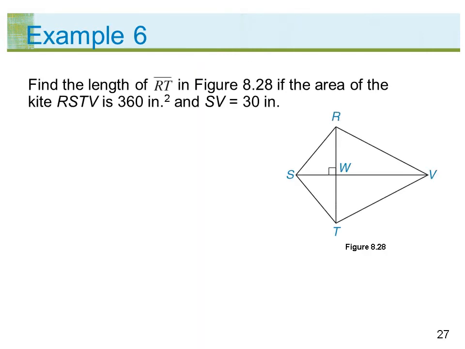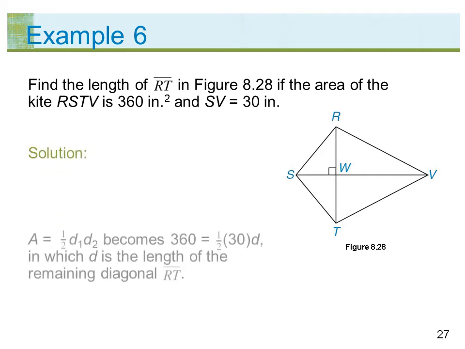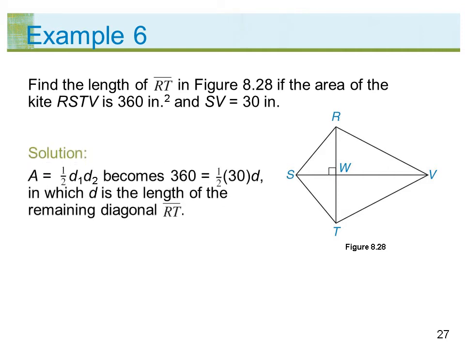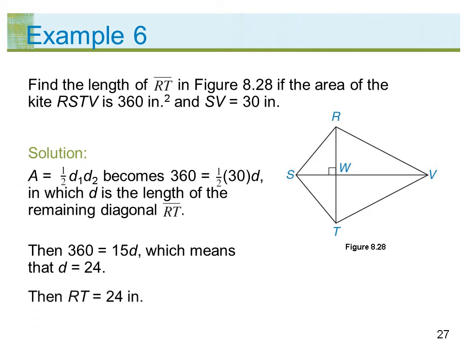Find the length of segment RT in Figure 8.28 if the area of the kite RSTV is 360 inches squared and length SV equals 30 inches. Solution. Area equals 1/2 diagonal 1 times diagonal 2 becomes 360 equals 1/2 times 30 times d, in which d is the length of the remaining diagonal segment RT. Then 360 equals 15d, which means that d equals 24. Then length of RT equals 24 inches.